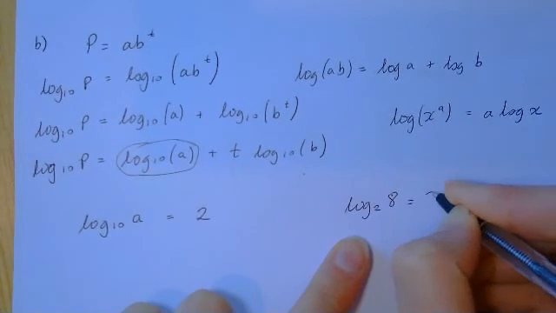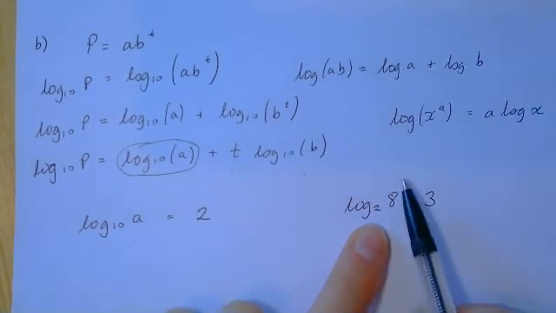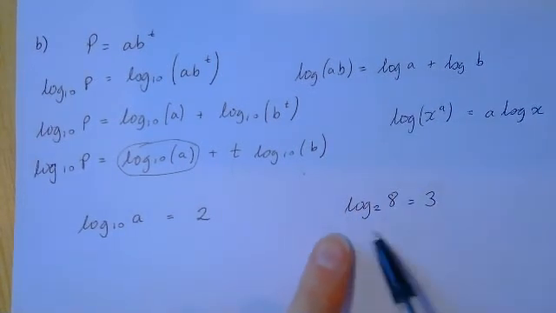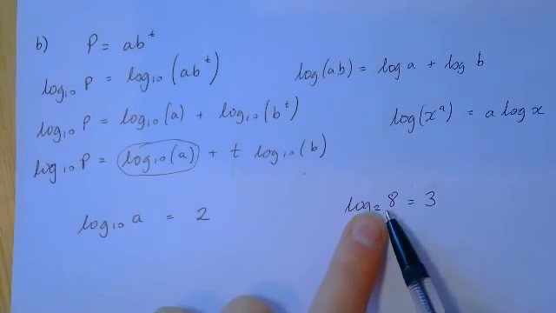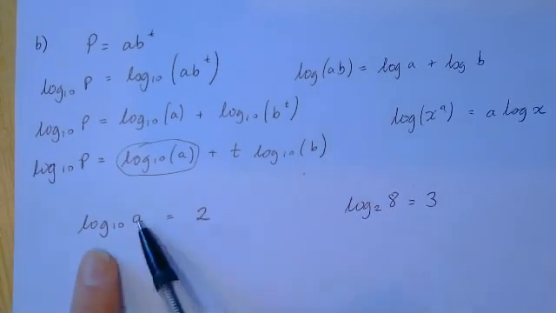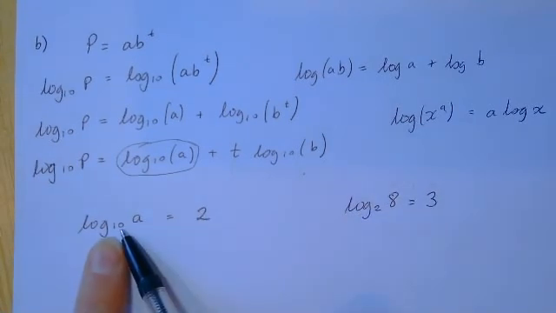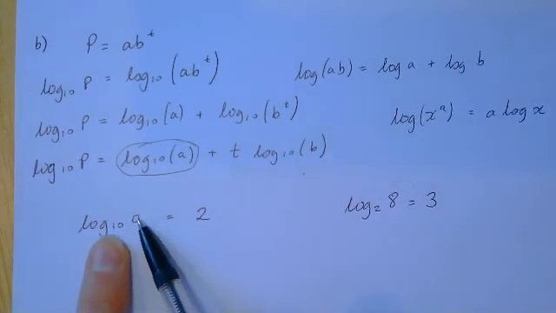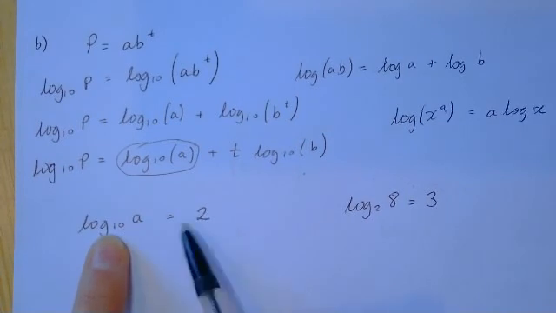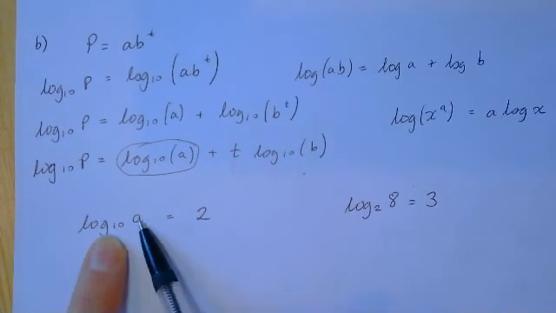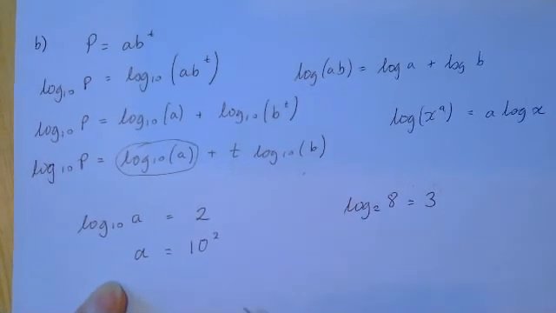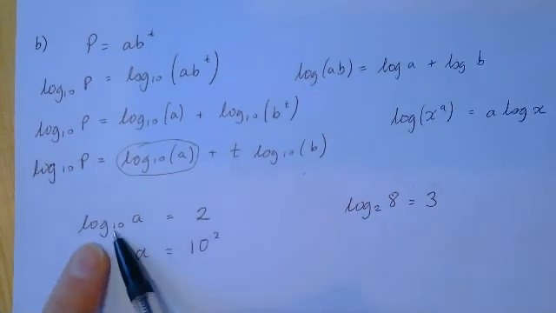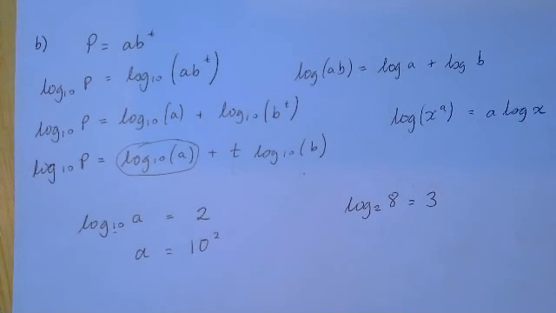So for logs, I always write that log to base 2 of 8 is 3. This is my little fact that I write on every question. It means what power do I have to raise 2 by to get 8? So this is saying, what number do I have to raise 10 by to get A? I have to raise 10 by 2 to get A.